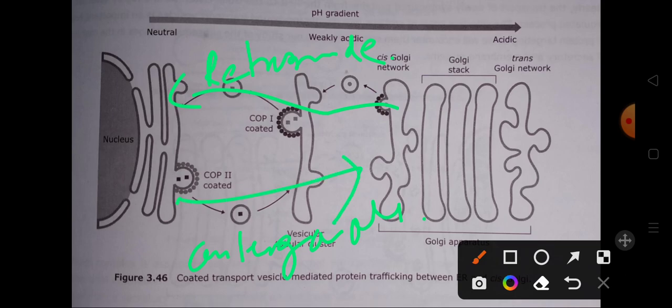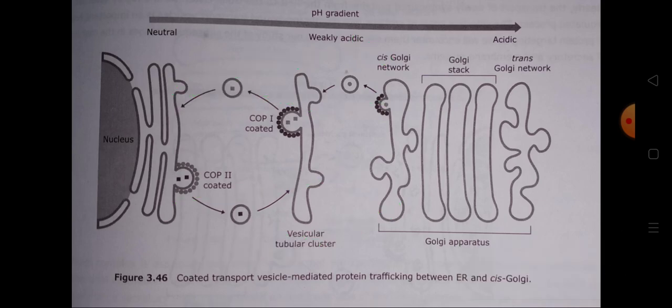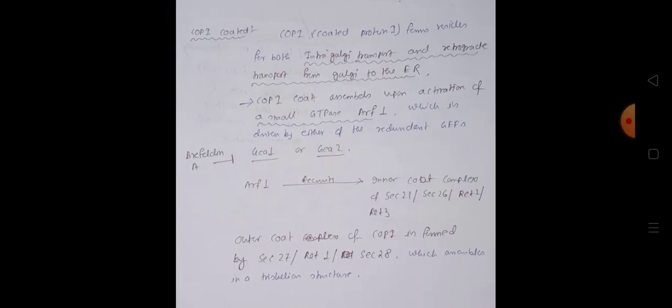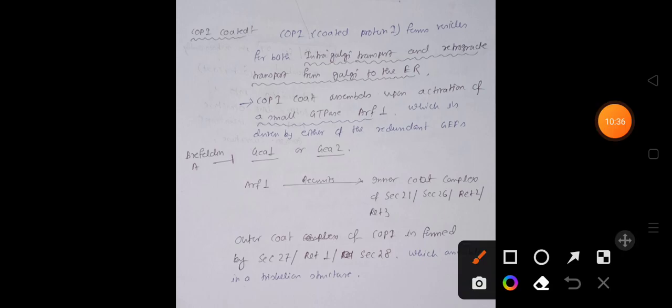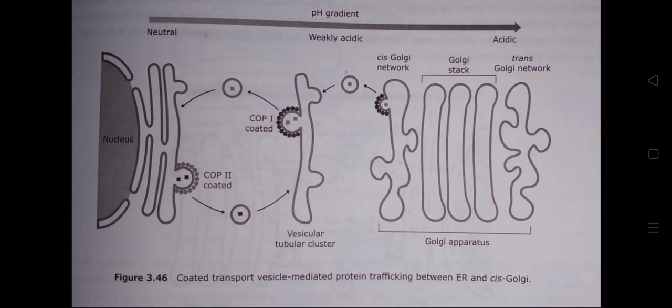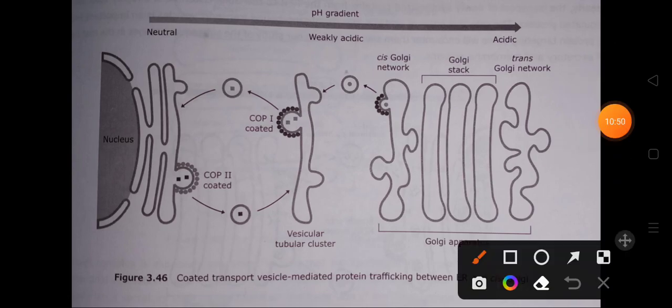So the first type of COP coated vesicles that we are going to see is COP1 coated vesicles, and they are responsible for retrograde transport. That means transfer of protein from the Golgi to the ER. Retrograde transport is also known as intra-Golgi transport, because intra-Golgi transport is also a similar thing. Let's say transfer of protein from the trans-Golgi to the cis-Golgi.